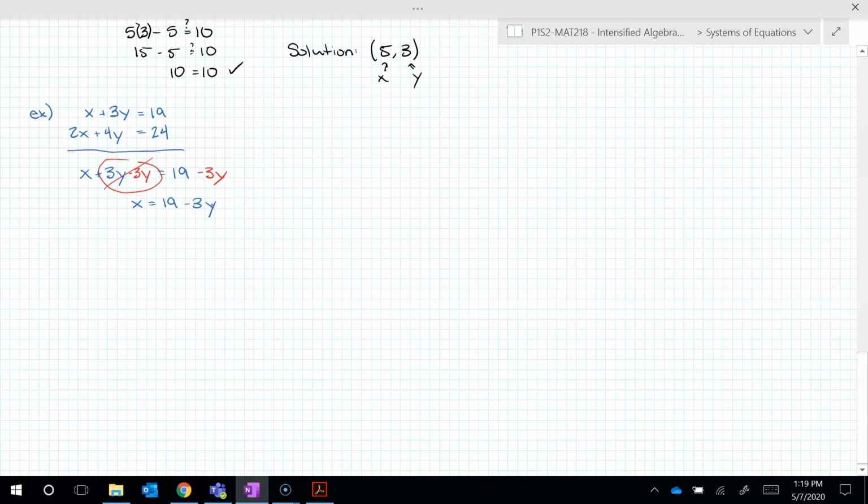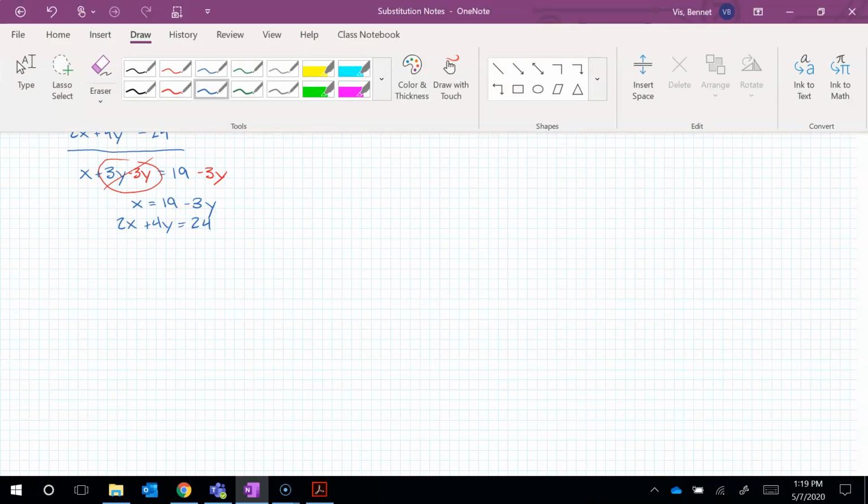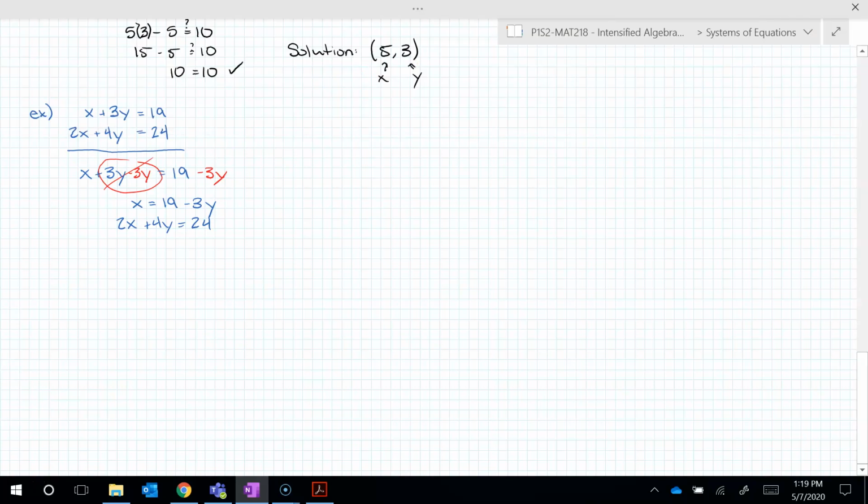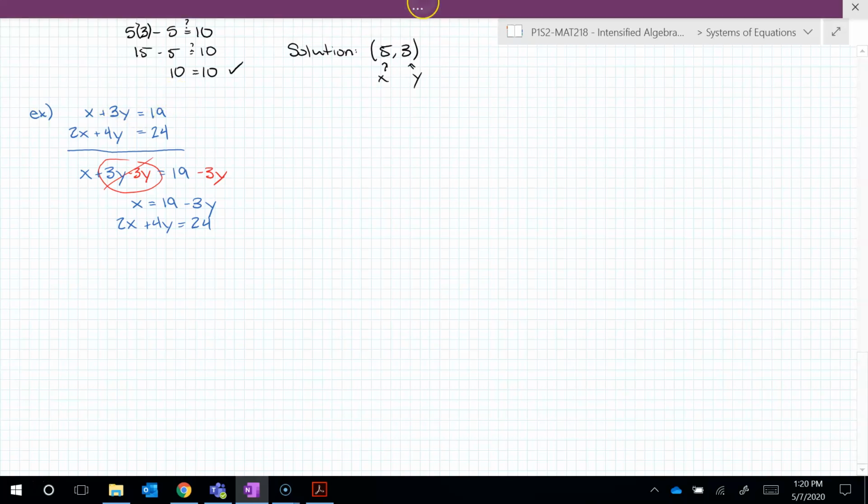Okay, so now I have a system I can work with. 2x plus 4y equals 24, and I had x by itself. I chose the x instead of the y because that's just a one-step thing, and I won't need to worry about any fractions. If I try to get y by itself here, I have to subtract x, divide by 3. It's a lot more complicated than just moving that to the other side there.